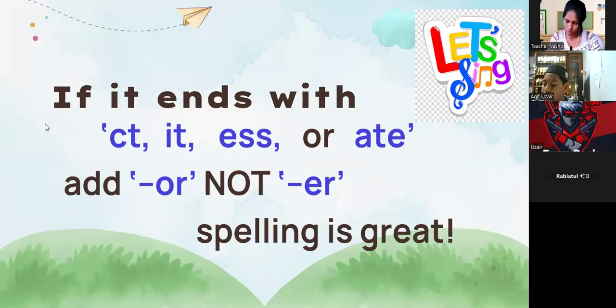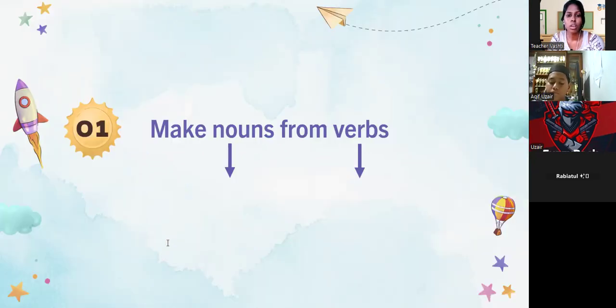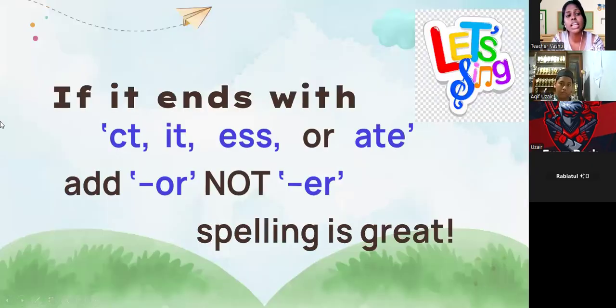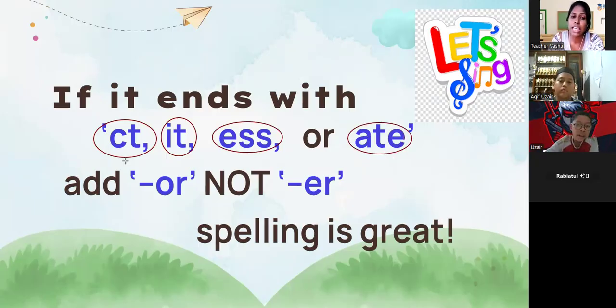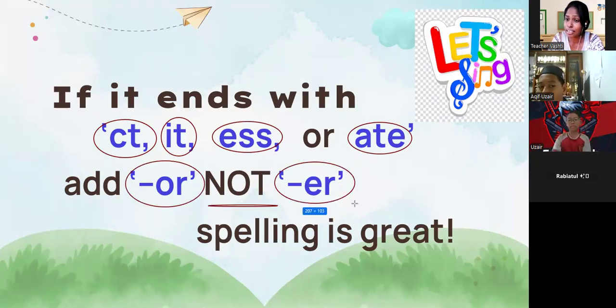You have to find words. For example, we will just focus on words that end with CT, IT, or it ends with ESS, or it ends with ATE. What must we do? We must add OR, not ER. We must add OR, not ER.